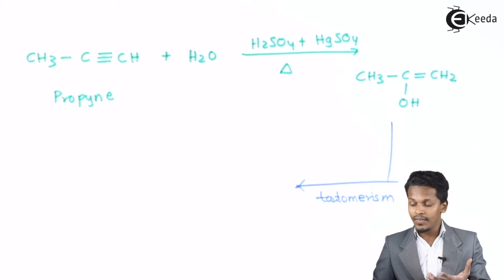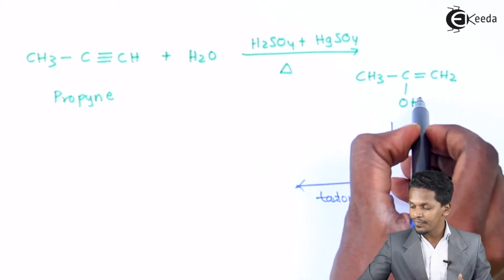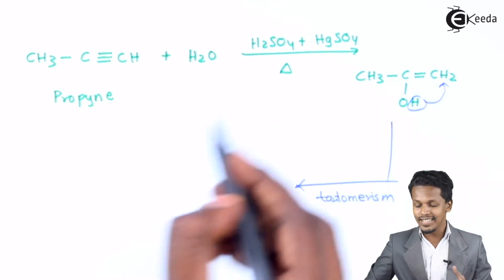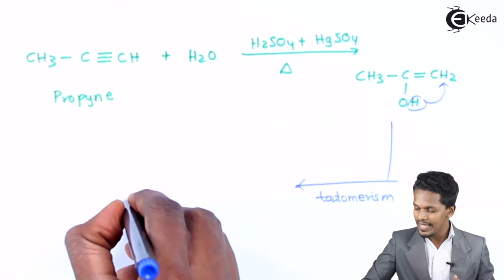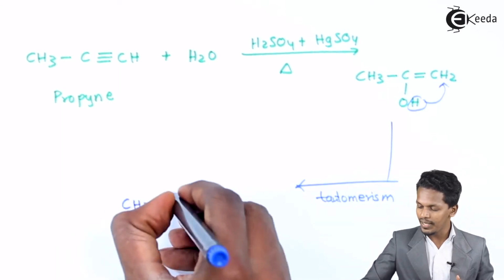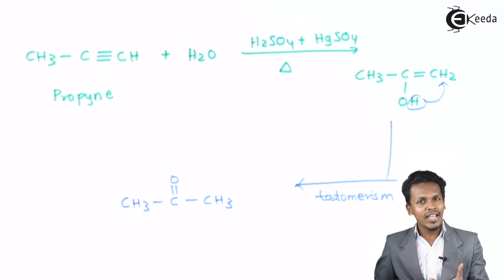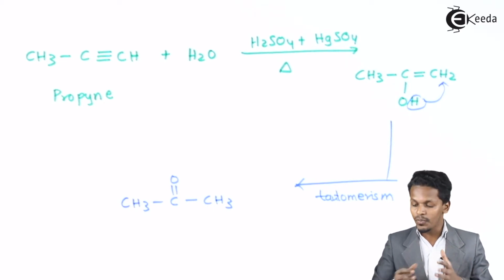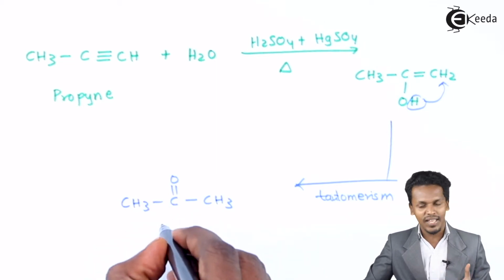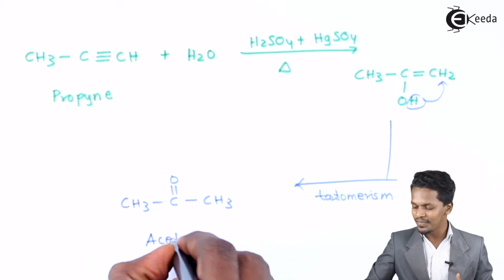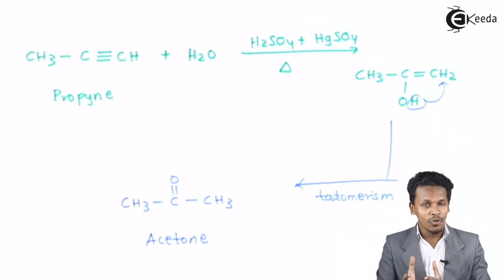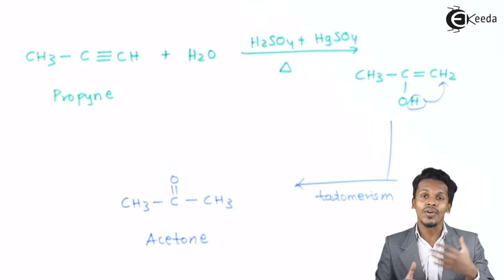So now the product that we will get over here is this H atom, it will be transferred to this CH2, and that's the reason the product that we could form over here is CH3 C CH3 with a double bond O. So the product that we have formed during the hydrolysis of propyne is a ketone, and this product is basically known as acetone.